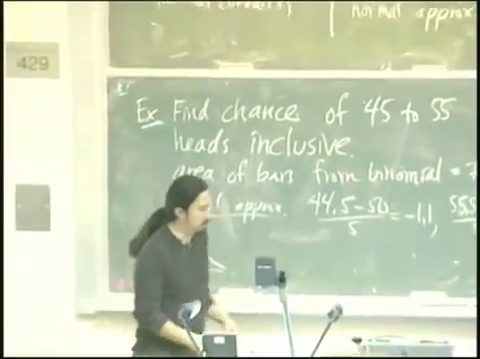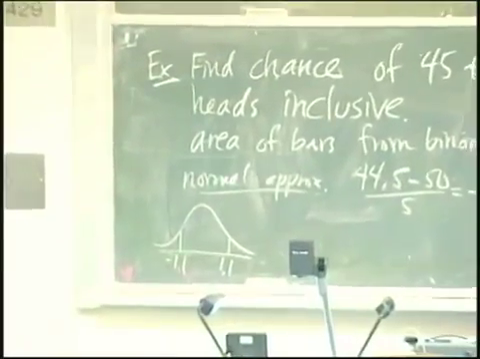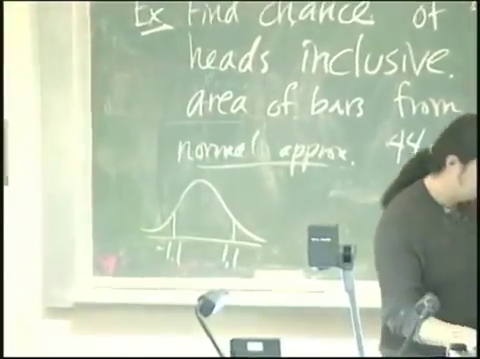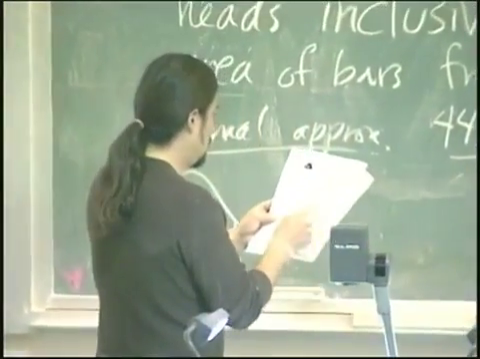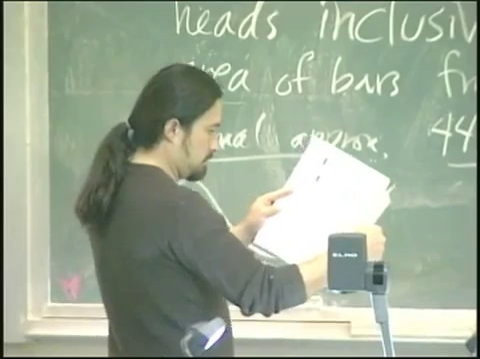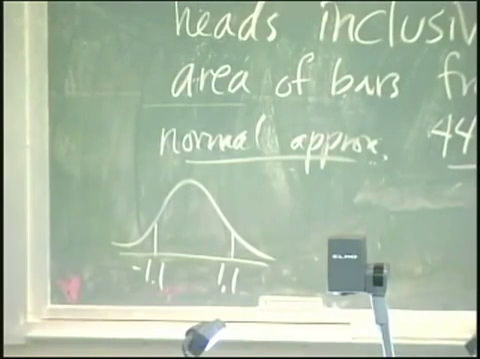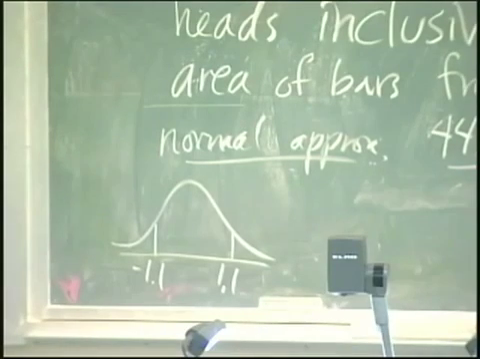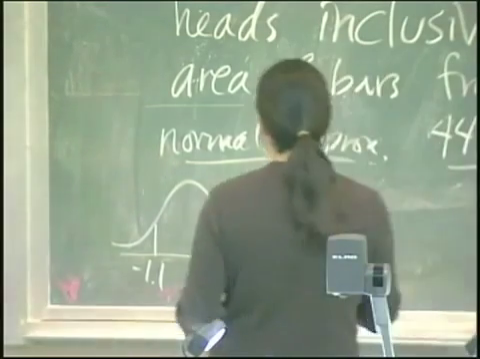I get an area of, where is it? I got caught without a normal table. Is it 72.87? Does anyone have a normal table? Yeah, 72.87, okay.